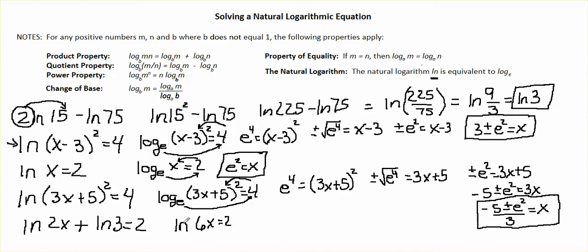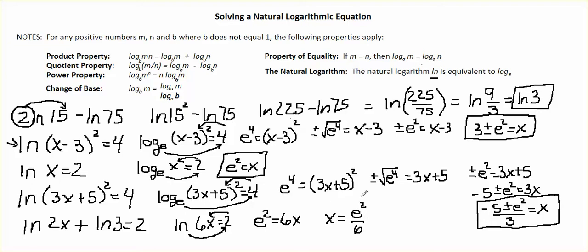Now we're going to convert. I'm not going to write ln as log base e. I'm just going to do the straight conversion. Knowing that there's an e down here, I'm going to say e squared equals 6x. So we have e squared equals 6x. How do we solve for x? We divide both sides by 6, and we get e squared divided by 6.